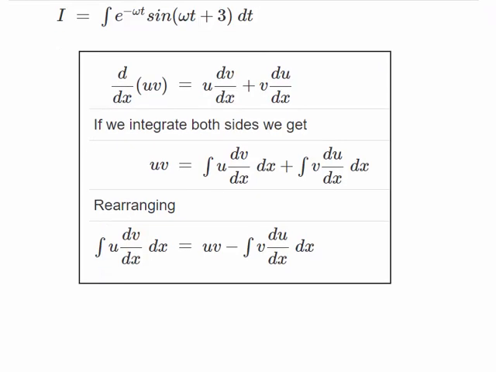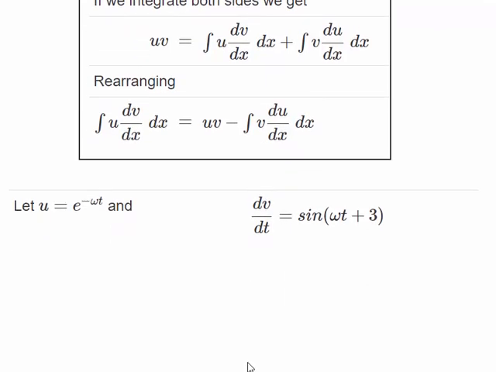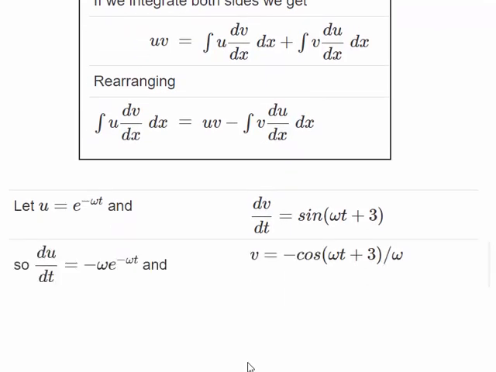So what we're going to do is let e to the minus omega t equal u and sine omega t plus 3 equal dv dt. So now we need to differentiate e to the minus omega t and we need to integrate dv dt. So differentiating, we're going to get minus omega e to the minus omega t, and integrating, the integral of sine omega t plus 3 is equal to minus cos omega t plus 3 over omega.